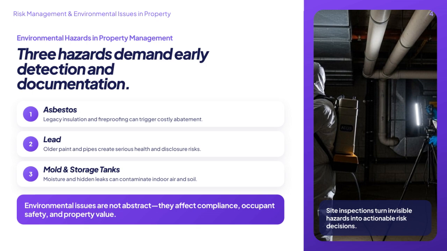Third, mold and storage tanks. These issues often stem from moisture problems or hidden leaks, leading to contamination of indoor air quality and potentially the surrounding soil. These environmental factors aren't just theoretical concerns. They directly affect compliance, occupant safety, and ultimately the property's value. Conducting detailed site inspections helps uncover these invisible hazards, turning potential risks into informed, manageable decisions. This proactive risk management is essential for responsible property oversight.